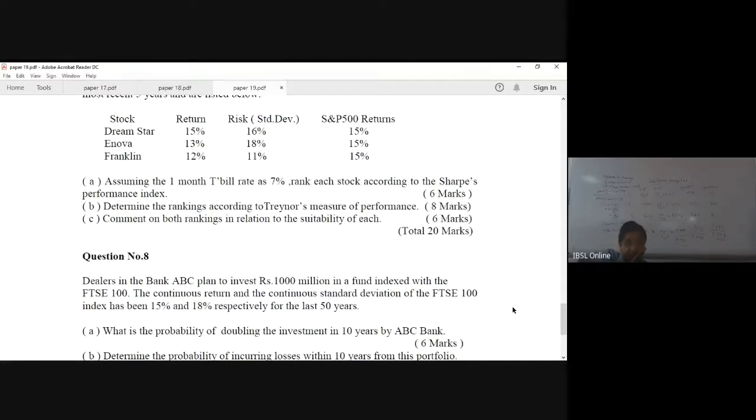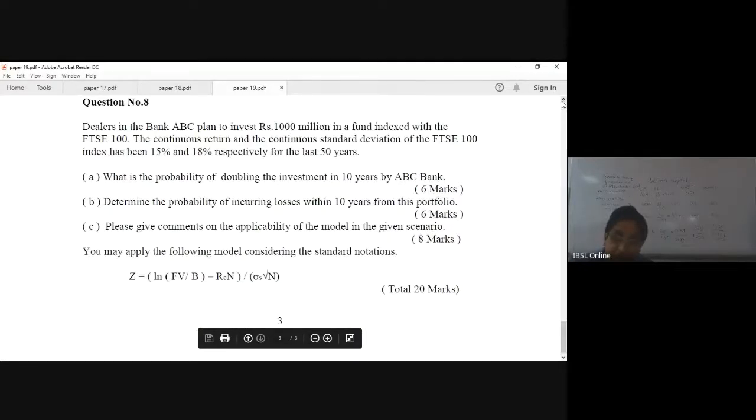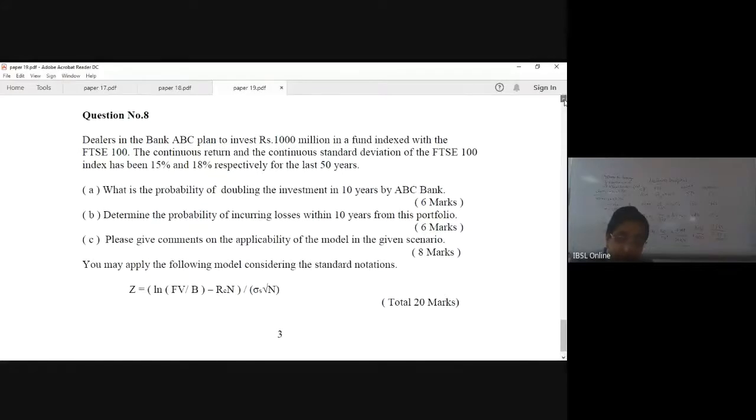Right. Shall we go to the next question? Question number 8. It is a future investment values question. Dealers in the bank ABC plan to invest ₹1,000 million in a fund indexed with the FTSE 100. So FTSE 100 is a stock index, and this particular investment is going to be made in a fund which is indexed with FTSE 100.